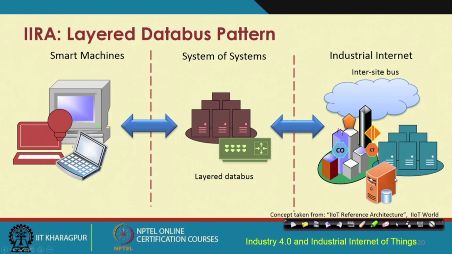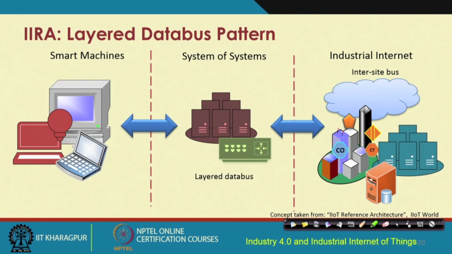The third type of architectural pattern is the layered databus pattern. So, one thing I should mention before we go any further is all these different architectural patterns are sort of like common templates which could be used as reference architectures in order to deploy IIoT solutions in the industries. So, now let us go through this third architectural pattern which is the layered databus pattern.